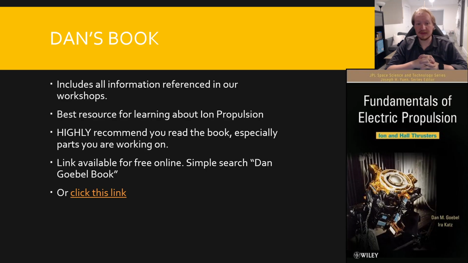I highly recommend you read this book, especially if you're in AETHER and working on a specific part of the Hall effect thruster design. It's very, very important that you read the part of the book that's about that. So if you're working on cathode stuff, the hollow cathode section, which I believe is chapter 4, is going to be really, really important for your work. We'll go over all of it eventually throughout this workshop series, but getting a jump start on that might be helpful.